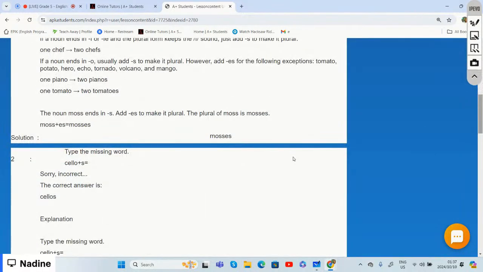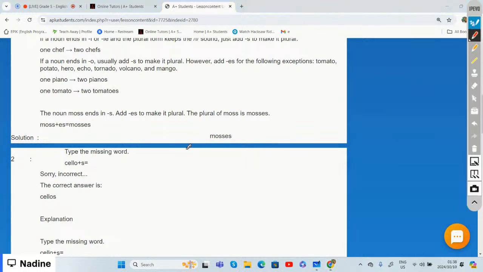The next one says cello plus s. And if we were to say cello plus s, we just add an s. So cellos.